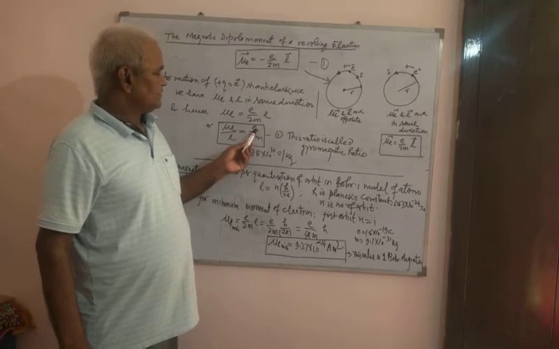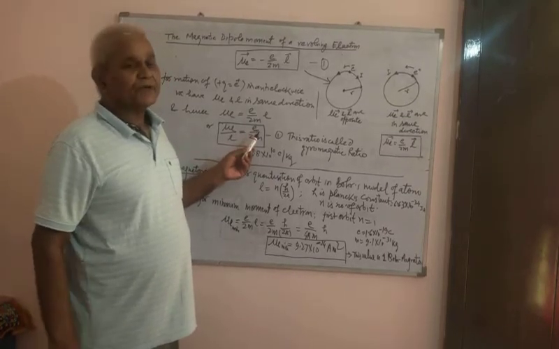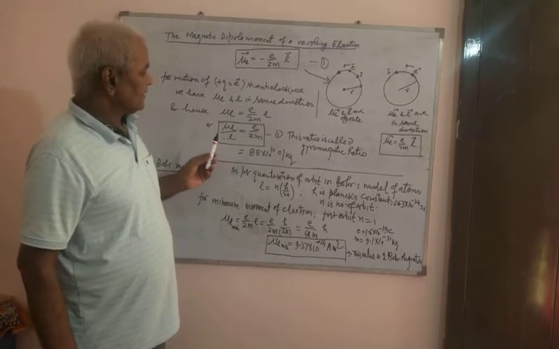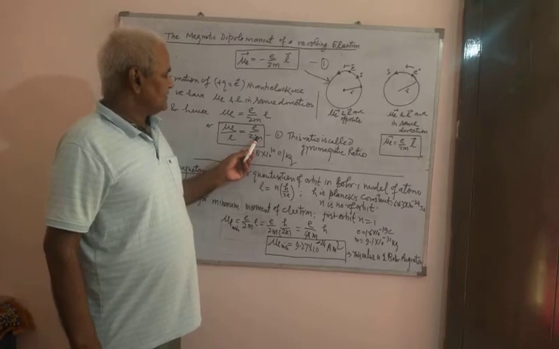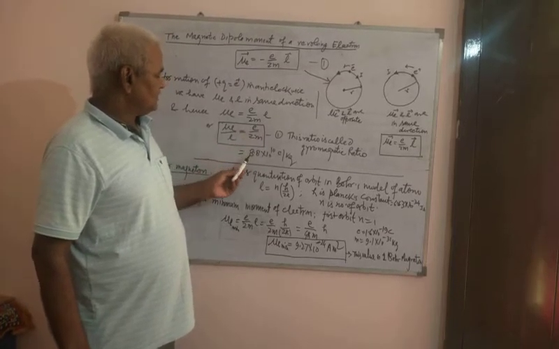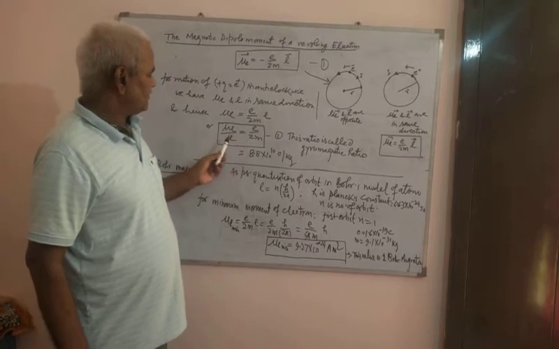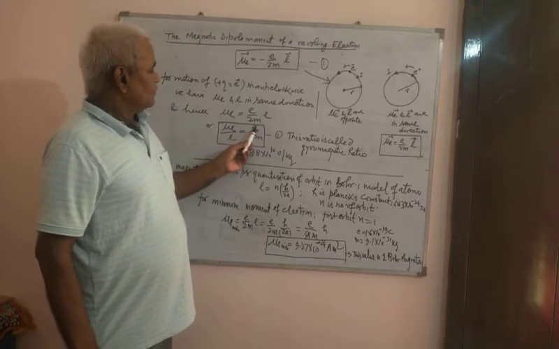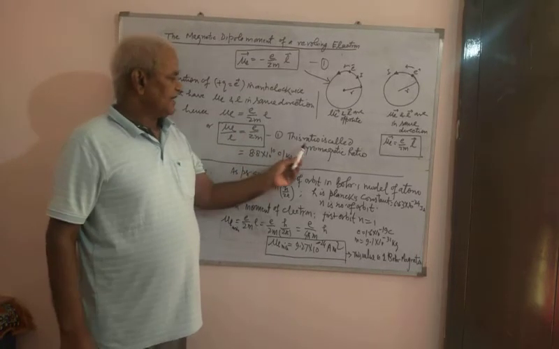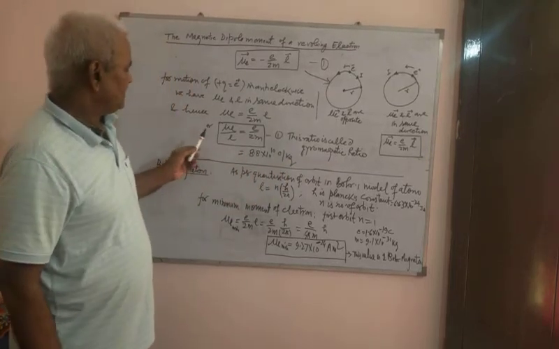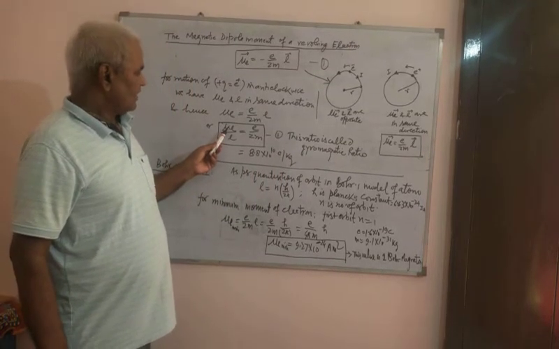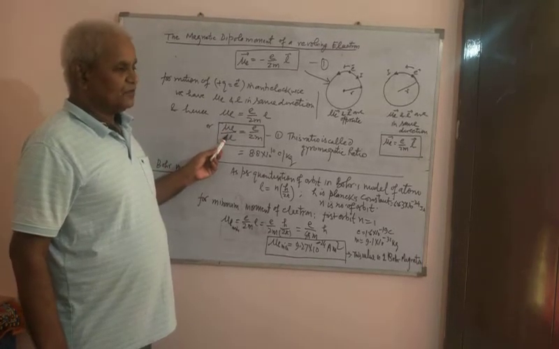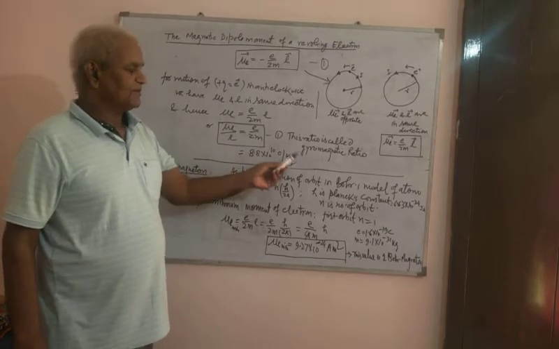You know, e is the charge of the electron. You know the numerical value, 1.6 into 10 power minus 19 coulomb. m is the mass of the electron, that's 9.1 into 10 to power minus 31 kg. If we substitute the values of e and 2m, the value e by 2m will come out to be 8.8 into 10 to power 10 coulomb per kg. So the gyromagnetic ratio is the ratio of magnetic moment to angular momentum of the revolving electron.